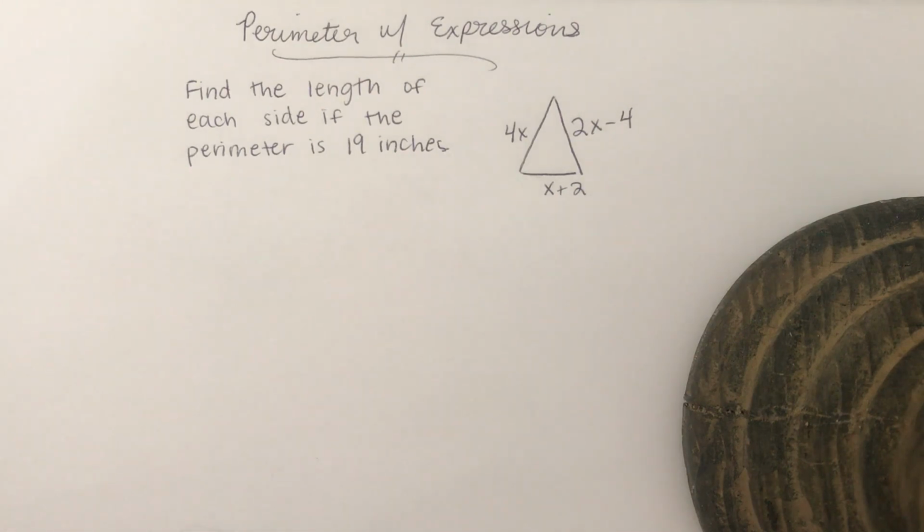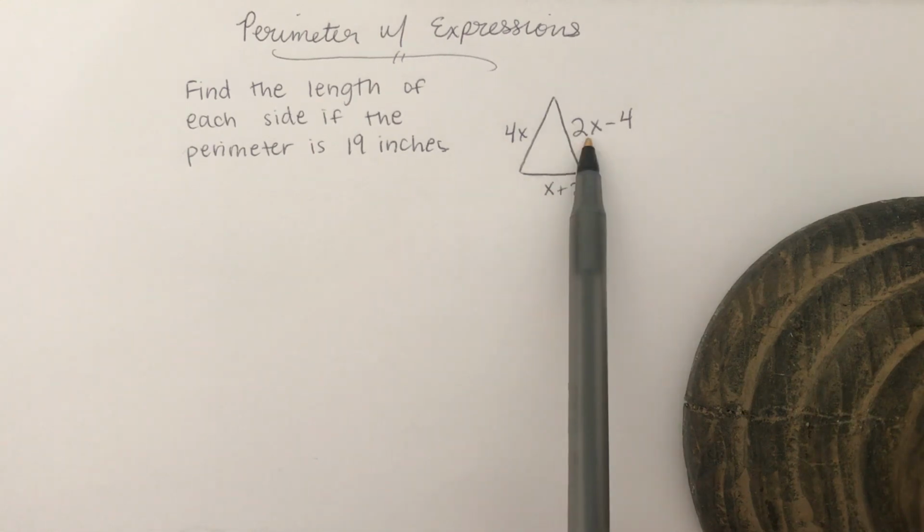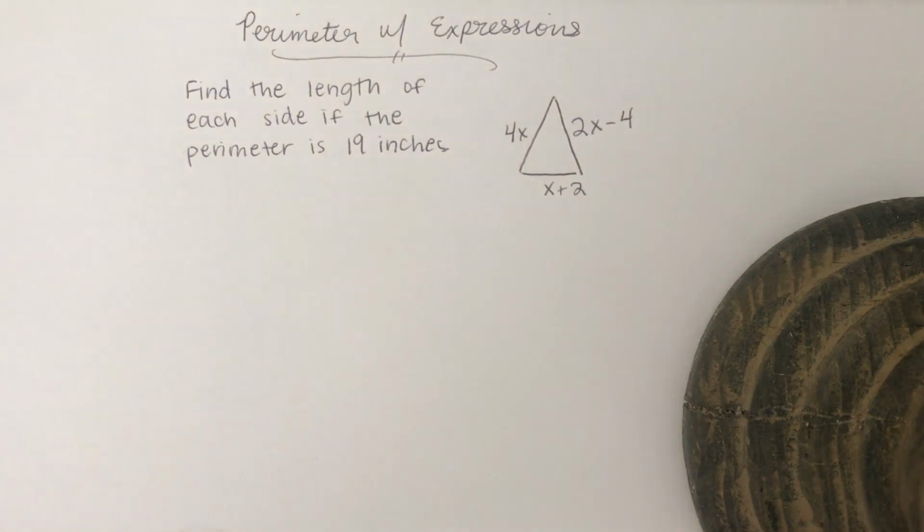So another way, or an easier way to think about it, is taking all the lengths of the sides and adding them together. In this particular equation, it's not asking us for the perimeter, it gives us the perimeter, but it wants to know the length of each side. But if we look at each side, they're all expressions with an x value. So we've got 4x, 2x minus 4, and x plus 2. So in order to find the length of the side, we need to first know what x is, and then we can plug x into each of those expressions.